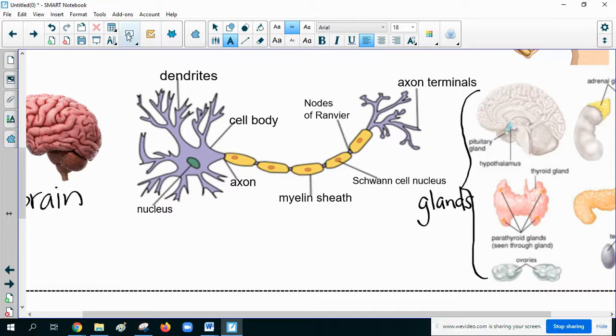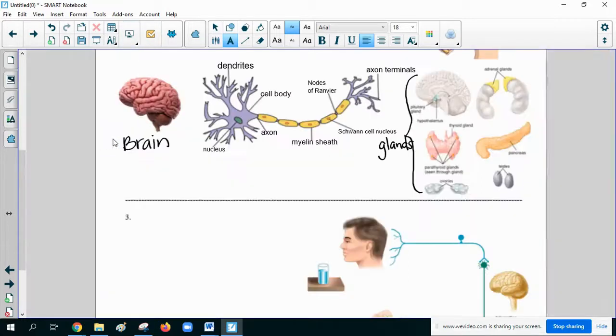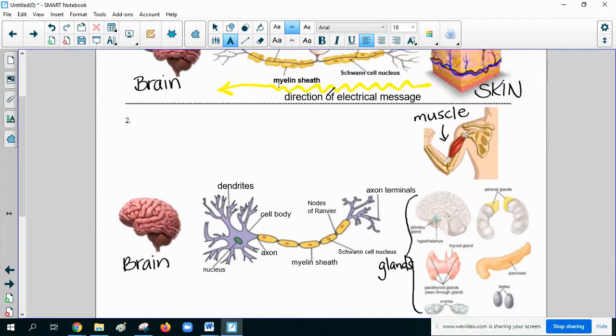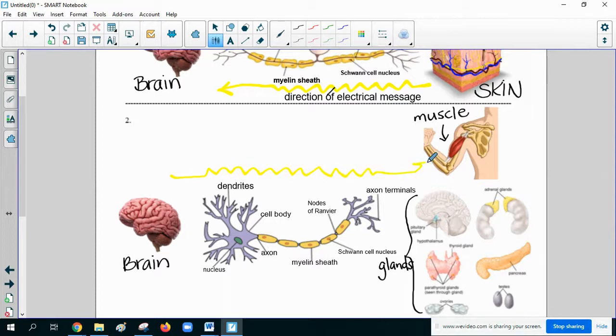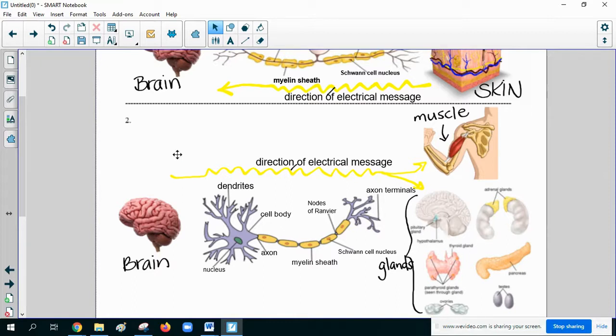Okay, so now that we've got our neuron labeled, what kind of neuron is this? And I told you it goes in the opposite direction. So let's go ahead and put our electrical message in. The electrical message this time is going to go from the brain to either the muscle or the gland. Any of these glands. And again, I'm going to label my direction of electrical message. So what type of neuron carries messages from the brain out to the muscles or messages from the brain out to the glands? This is called a motor neuron.